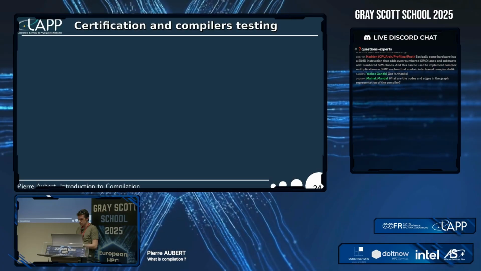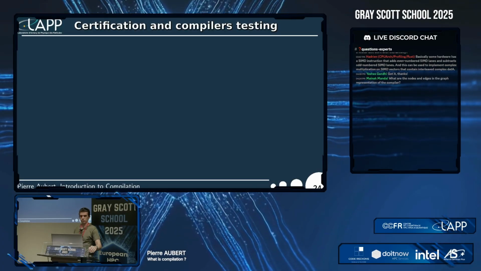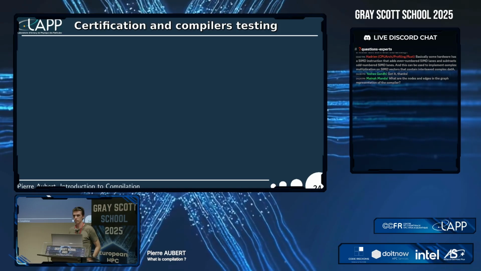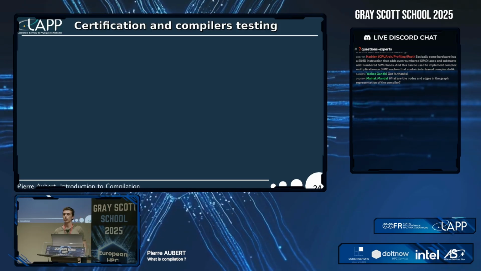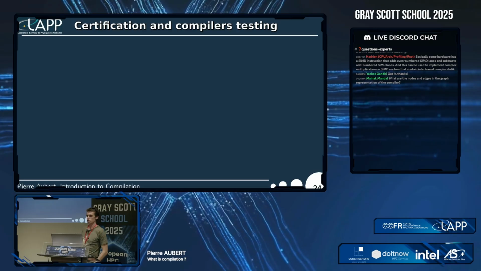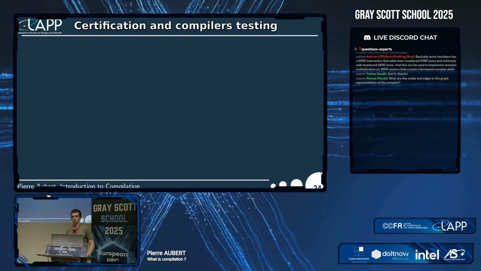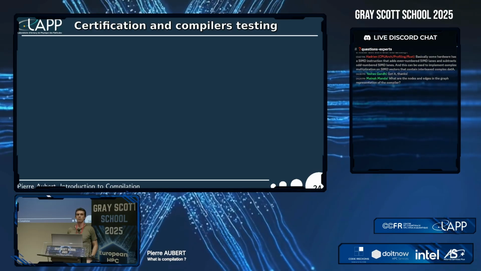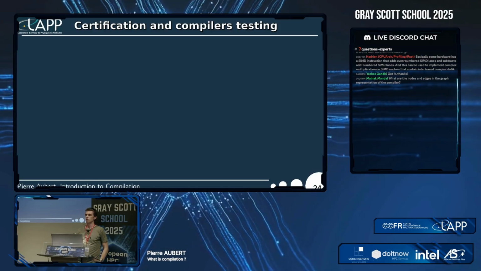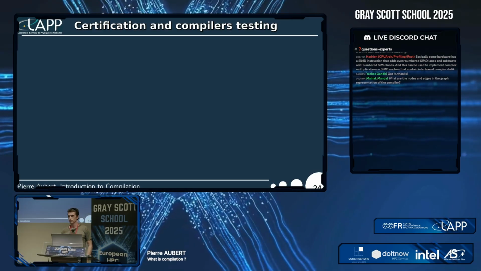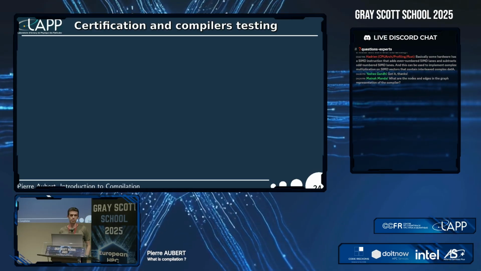So I have a bit of time, so I will finish with a little funny thing about compilers coming from our colleague of INRIA. It's about certification and compiler testing, because a compiler cannot fail, a compiler cannot have a segmentation fault, a compiler is always right, and a compiler cannot produce wrong code. But it was not always the case.